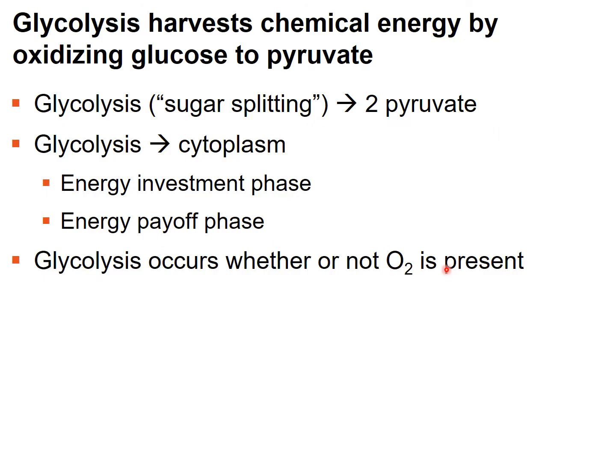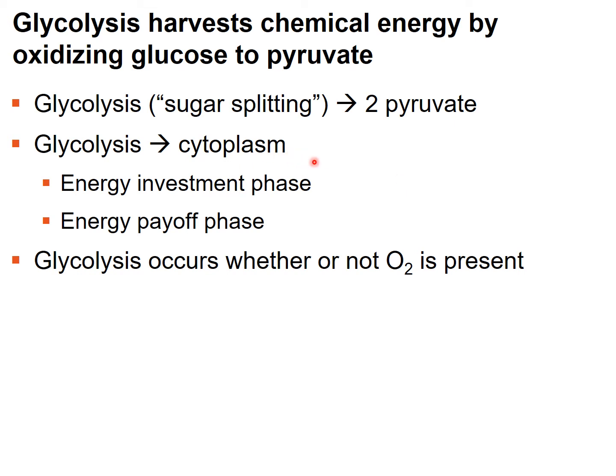So a little bit more about glycolysis. Remember, it's the splitting of sugar or glucose. Glucose is a 6-carbon molecule. If we split it in half, we create two 3-carbon molecules. Those 3-carbon molecules are called pyruvate. Glycolysis occurs in the cytoplasm.